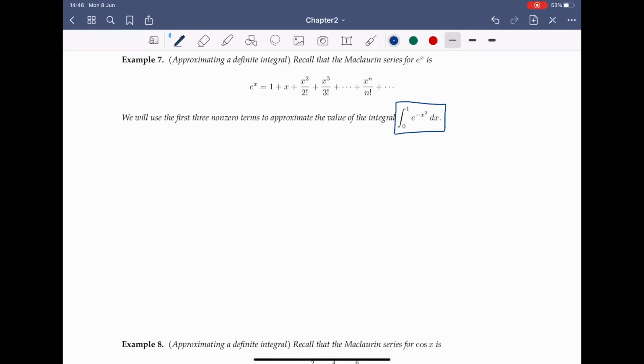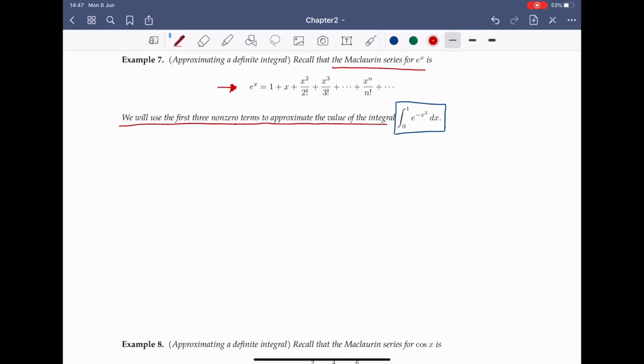So let's see how it works. We're going to start by looking at the Maclaurin series, or Taylor series, for e to the x, which is given here. The thing is that we're going to use the first 3 terms to approximate this integral.